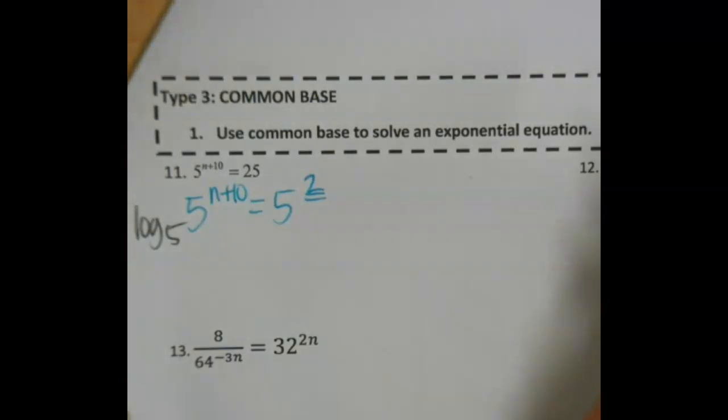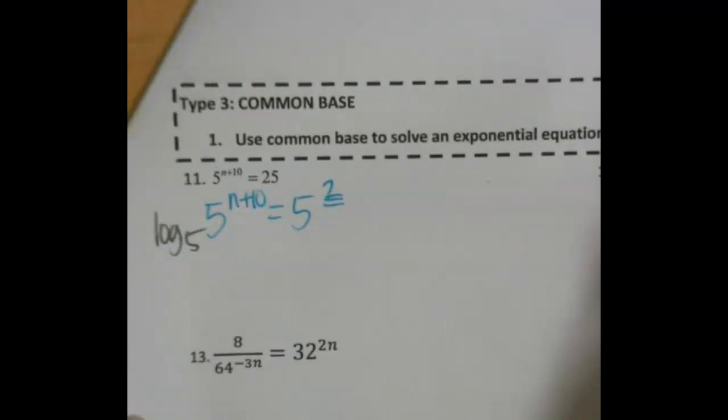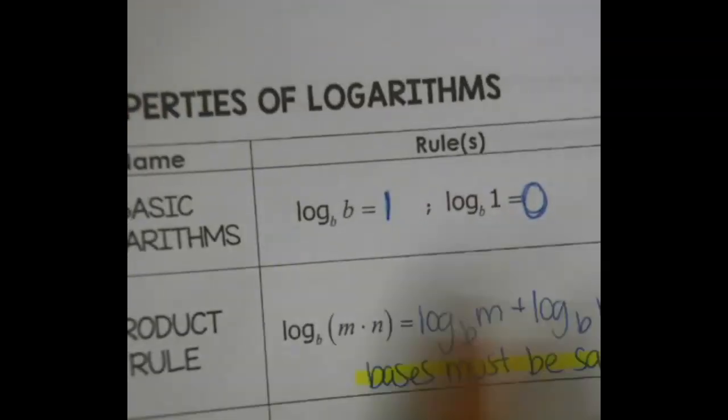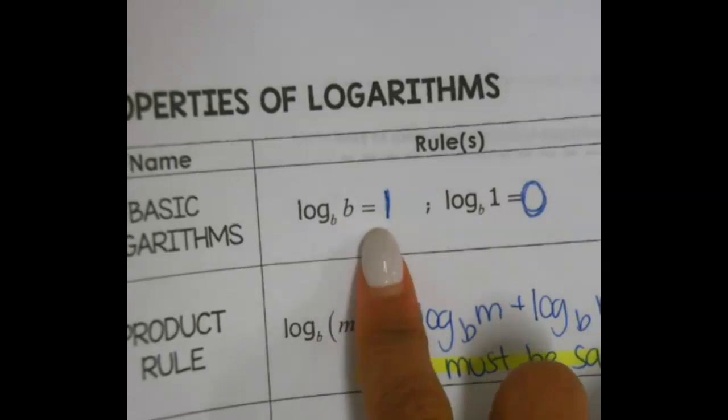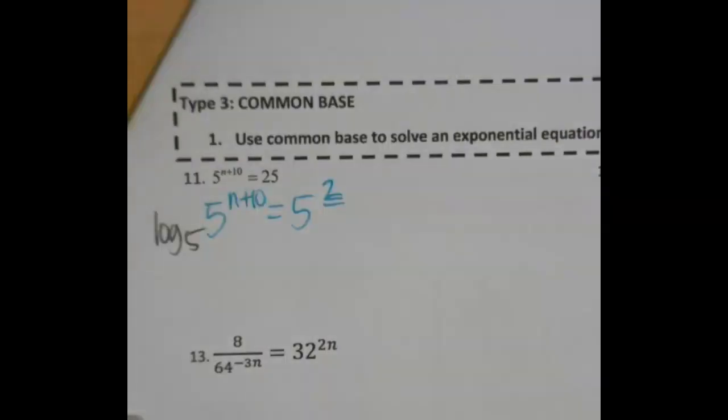Really quick, what does log base 5 of 5 equal? 1. It's from your little reference chart right here. Log base 5 of 5, so any base, any number, as long as they're the exact same, will equal 1. So that's why I'm saying it will cancel. So log base 5 of 5 is gone.